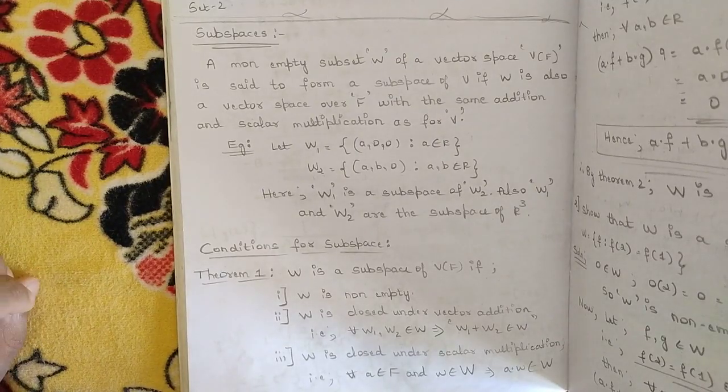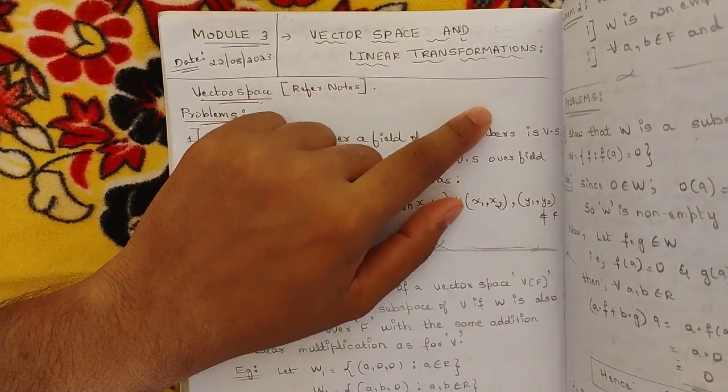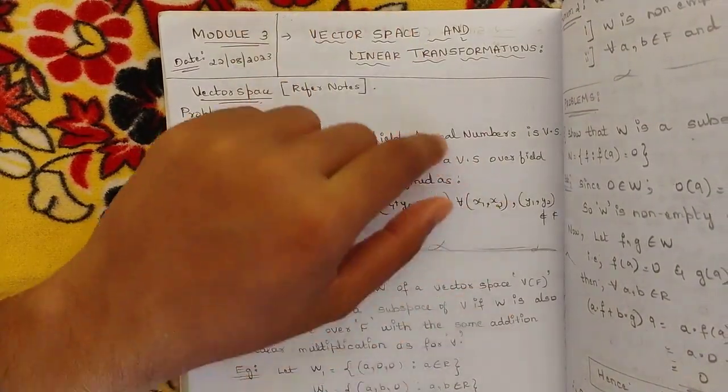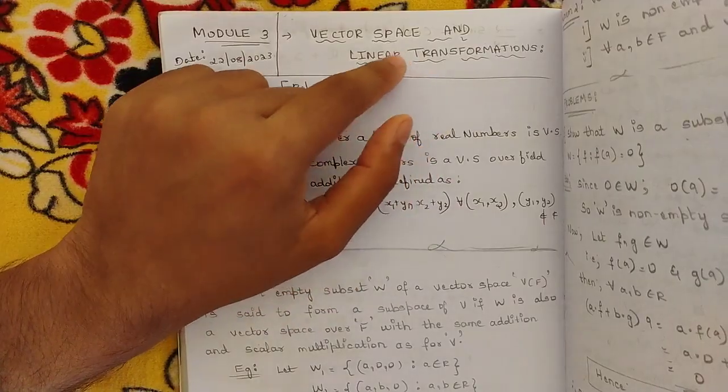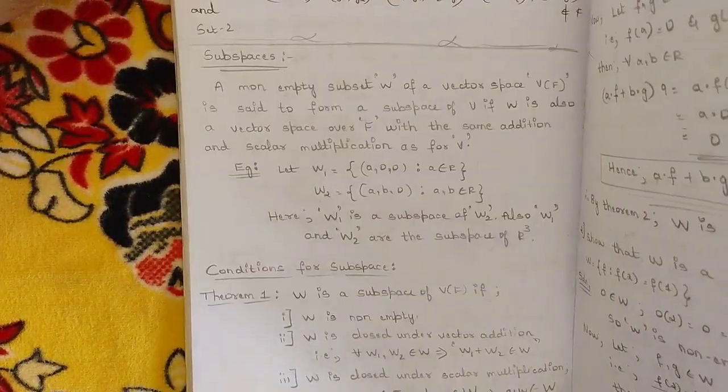As I've told you in my previous session, I have already completed module 1. According to your syllabus, module 2 is about vector space and linear transformations, right? In our time it was module 3, so this is module 2 for you guys, okay? Vector space and linear transformations.